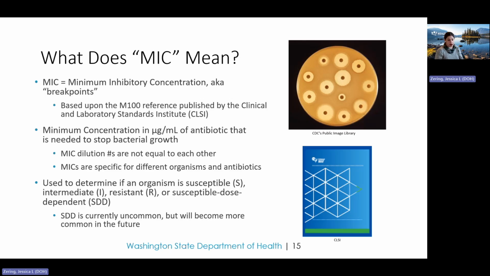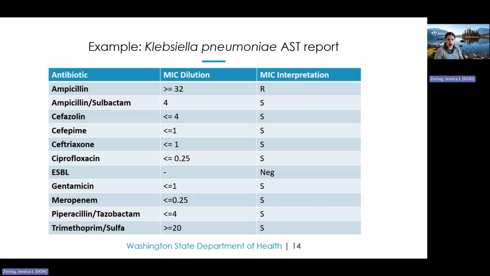What is important to know, let's actually go back a slide here for a second so we can see this visually. All those numbers under the MIC dilution column are not equal to each other. They are specific for different organisms and different antibiotics. Those numbers are used to determine if an organism is susceptible, which is S. You can see that in that right-hand column, the MIC interpretation. Resistant, which is R, listed again at the top of that column.